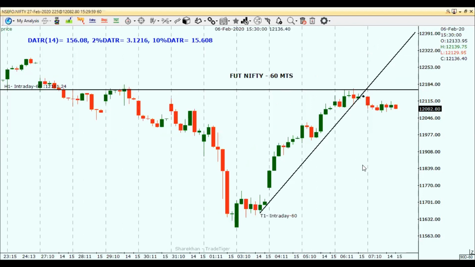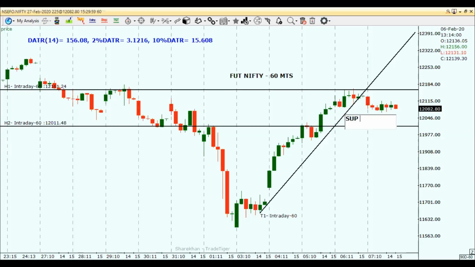So the swing traders who wanted to do a swing trade should look at it this way. They should look at the chart, the immediate support and resistance. The immediate support is at 12,010 and the immediate resistance is at 12,160.